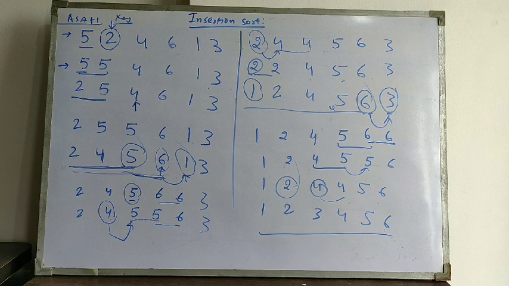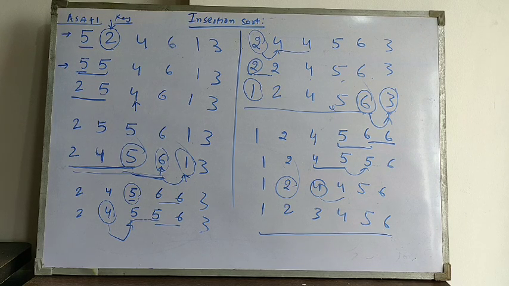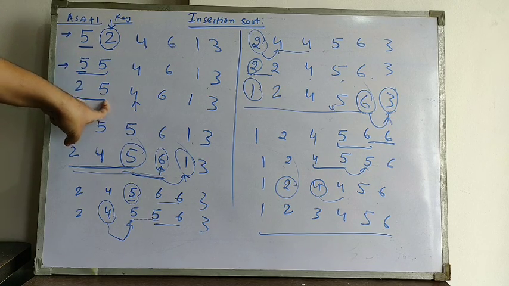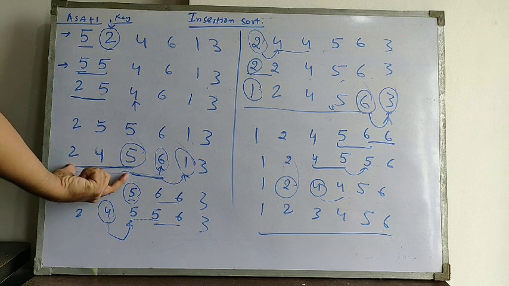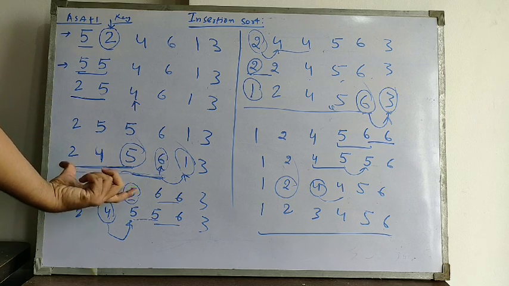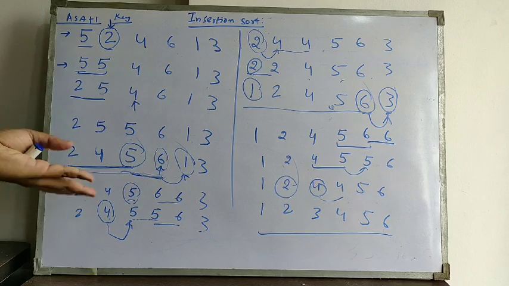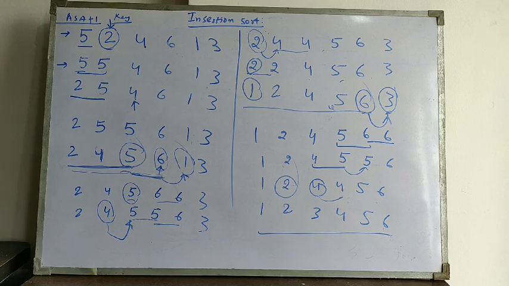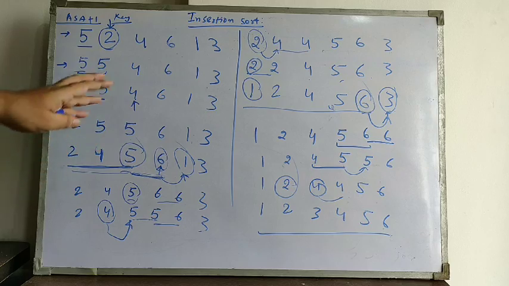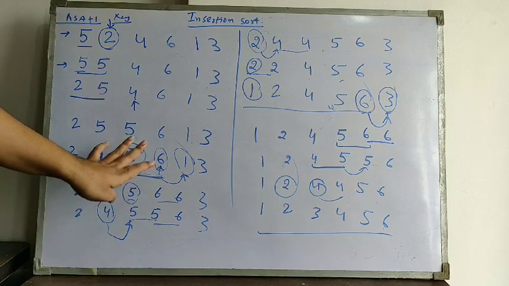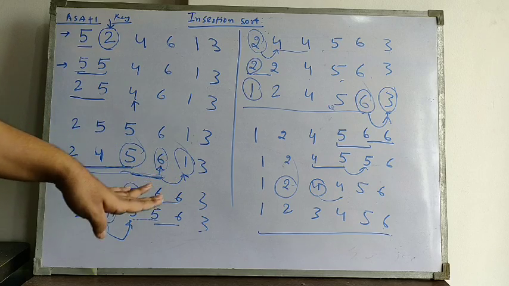So the idea is to find the exact place for your element in an already sorted array. To start with, I had a sorted array of size 1, then a sorted array of size 2, then a sorted array of size 3, then a sorted array of size 4. So the idea is to put your element into the already sorted array, and you will shift an element to the right if the element is greater than the current key.